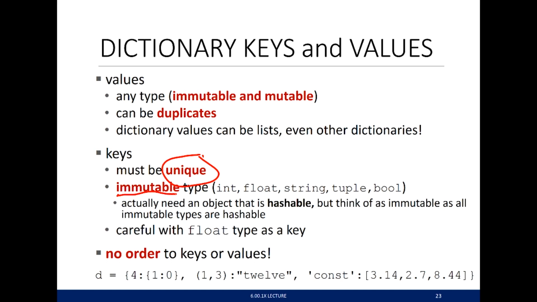As I've already said, and I'll remind you, there is no order to either the keys or the values. And so I've given you an example of a dictionary here where one key is an int, another key is a tuple, a third key is a string. How they're ordered in the dictionary, I don't care, but I can have all of those in one dictionary and retrieve from them appropriately.